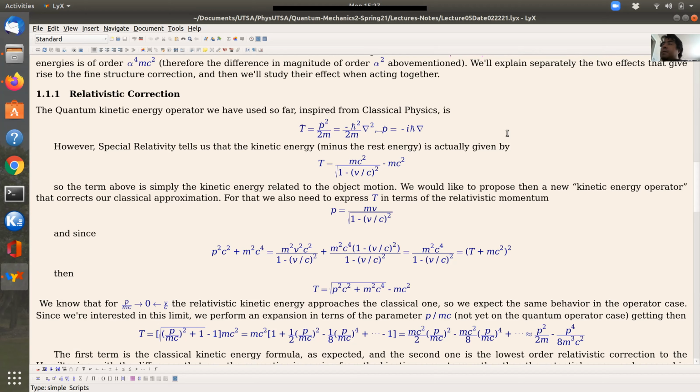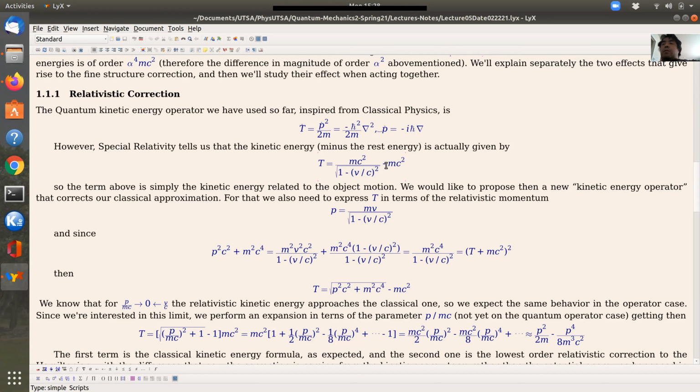So, of course, this is the classical term, but we know from special relativity that the kinetic energy, if you take out the rest energy of bodies, is actually given by this formula. So this is, of course, the rest energy. And by taking the difference, we have the kinetic energy that is related to the motion of the object, right? So we have the v over c squared, which of course appears in relativity problems.